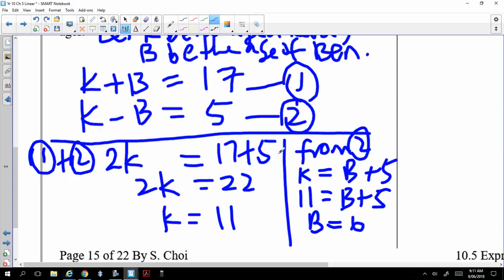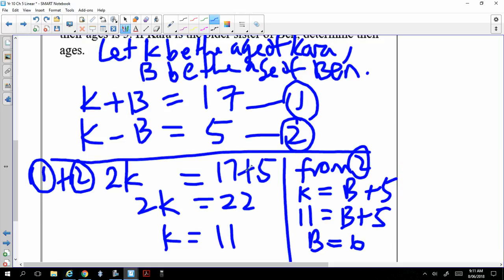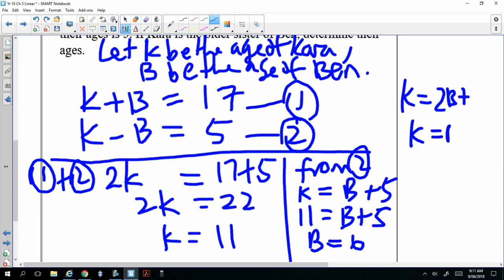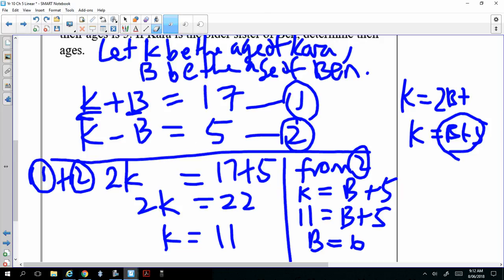Yes, Kara equals B plus 5, and then you substitute into the first equation, so B plus B plus 5 is 17, which gives 2B plus 5 equals 17. Yeah, so you can use the substitution method. You can substitute this into here, and you'll get 2B plus 5 and the same answer. So you can either solve by substitution or elimination. Okay, that's good. So both methods will be okay.